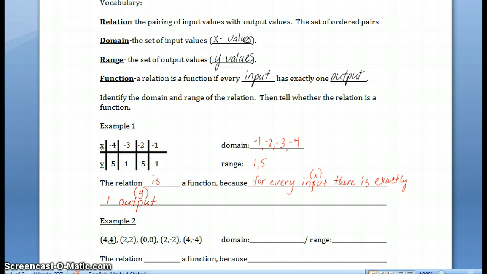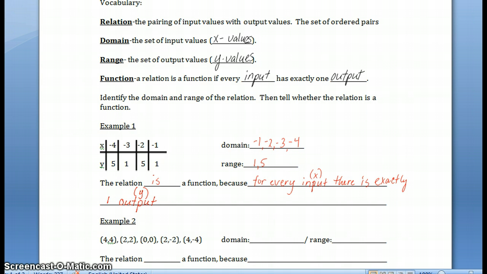Okay, for example 1, would you please try to record the domain, range, and whether or not the relation is a function, and tell the reason why. Then turn the recording back on and check that you got the right thing. So turn the recording off before you see the answers.